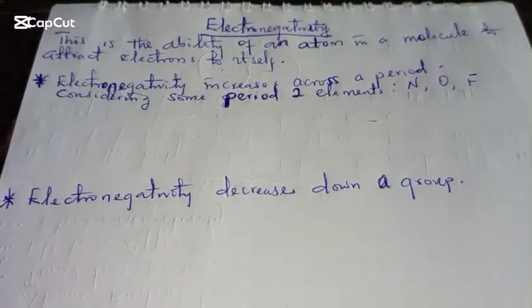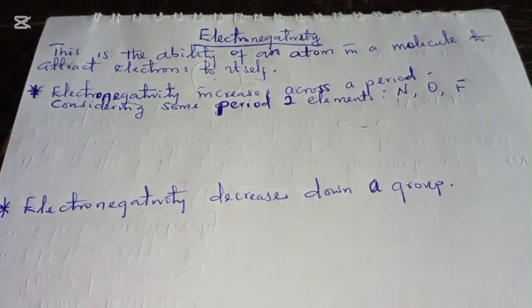So let's discuss another atomic property, which is known as electronegativity.